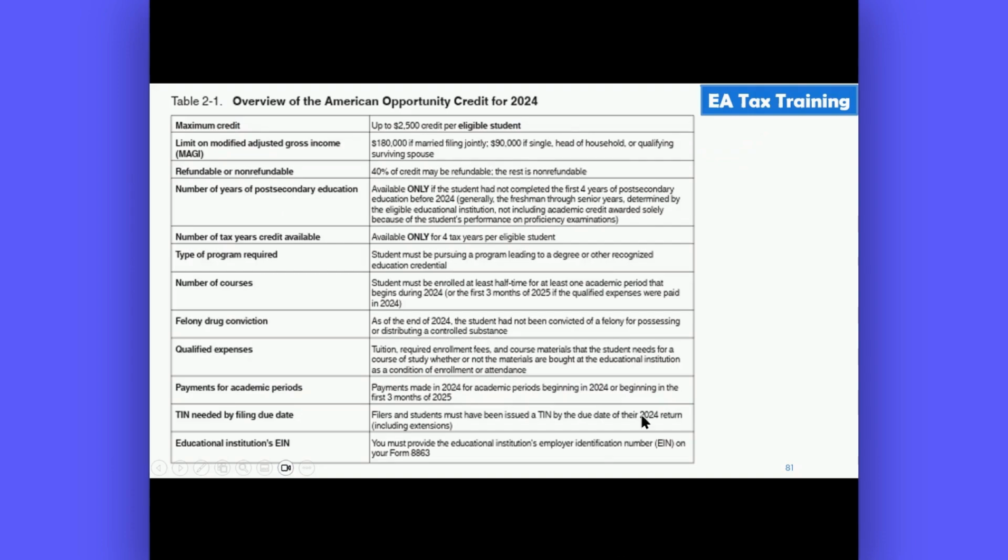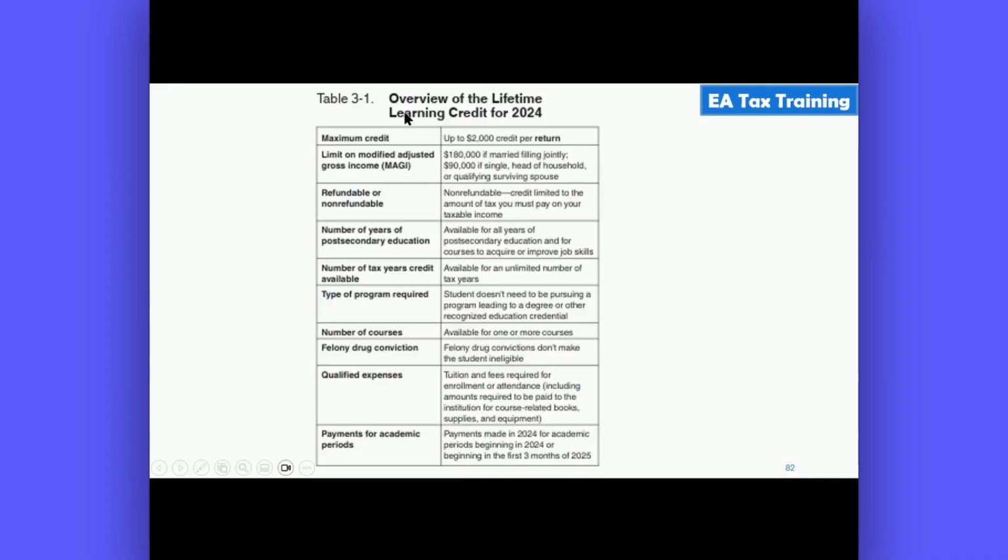Next is a couple of charts. This is just an overview of what we just talked about. These are actually from Publication 970 that talks about these credits. It gives you in a table, and this first one is for the American Opportunity Credit, all the requirements in a compact form. And then the next slide is the same type of chart for the Lifetime Learning Credit. So I just wanted you to know that those exist. It might be an easier way to study to have everything in one place.